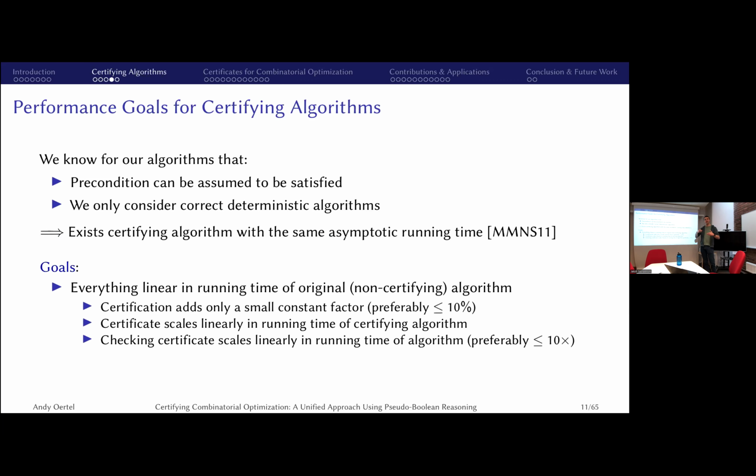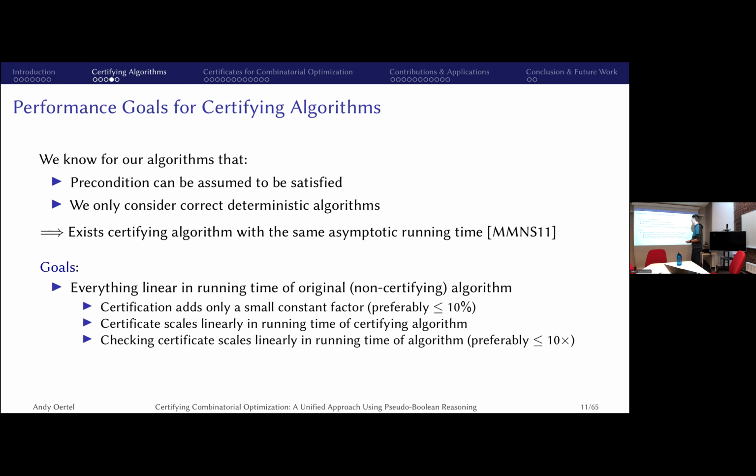So the certifying algorithm should only be a constant factor slower than the non-certifying algorithm, and preferably at most 10% slower. The certificate also scales linearly with the running time of the certifying algorithm. The certificate size also scales linearly, because we could not print more, since printing would also increase the running time of our algorithm.